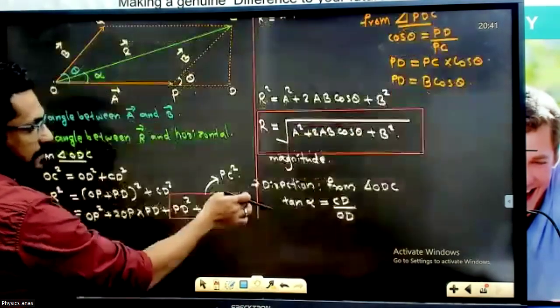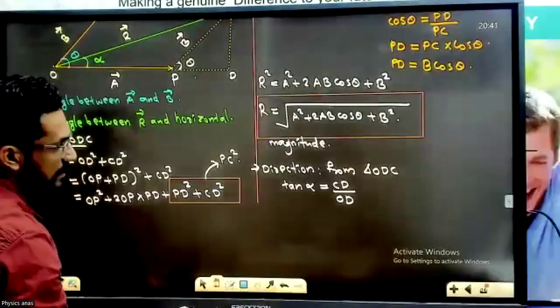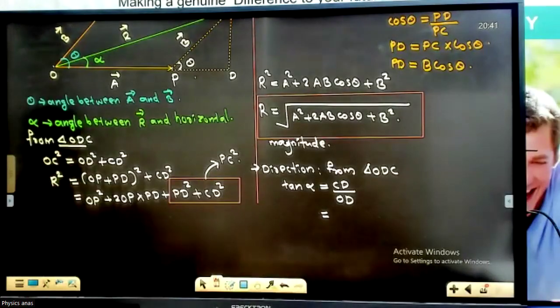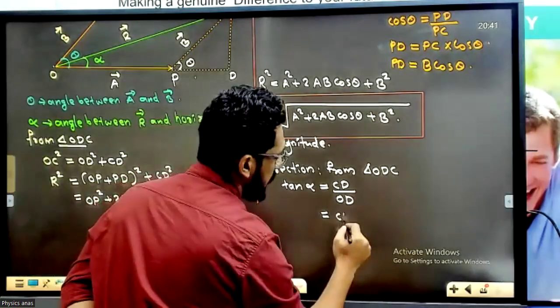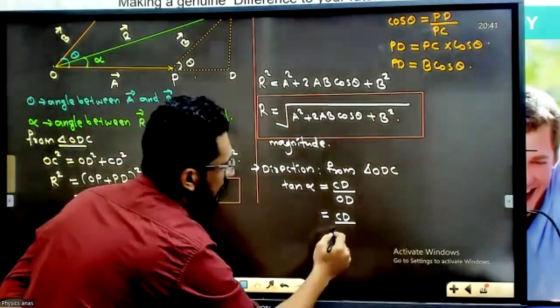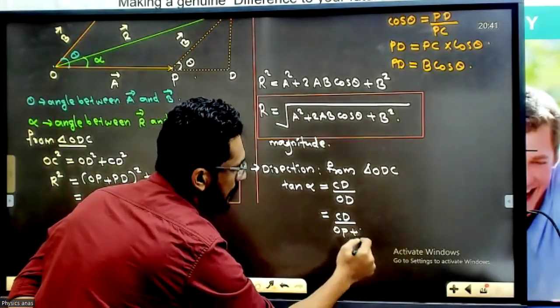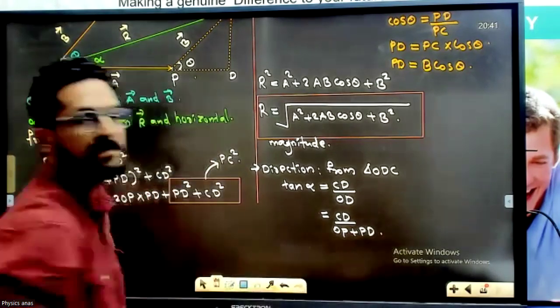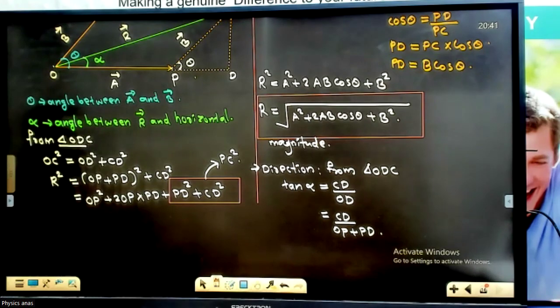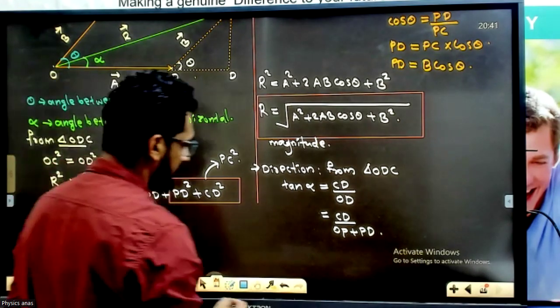That's OD. Now, what is tan alpha? CD by OD. We know OD, right? CD divided by OD is what? OP plus PD, right? OP plus PD. And we know OP and we know PD, but we don't know CD.